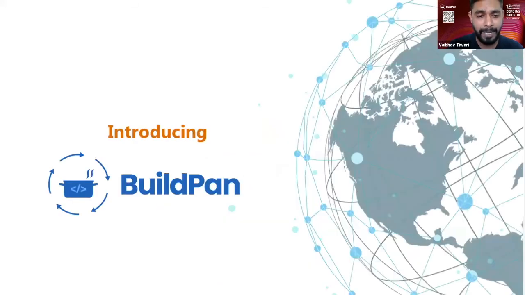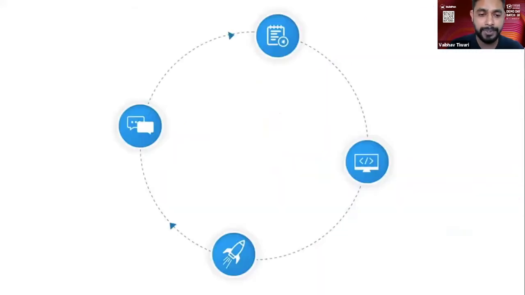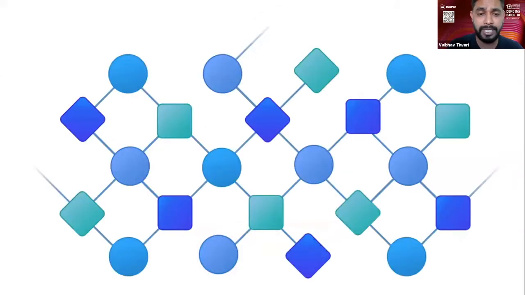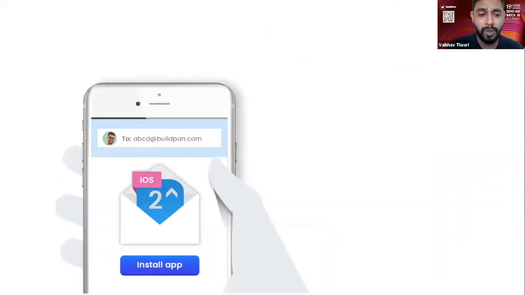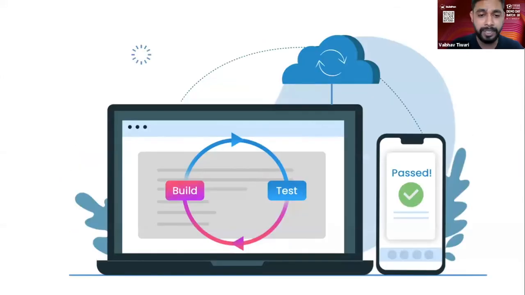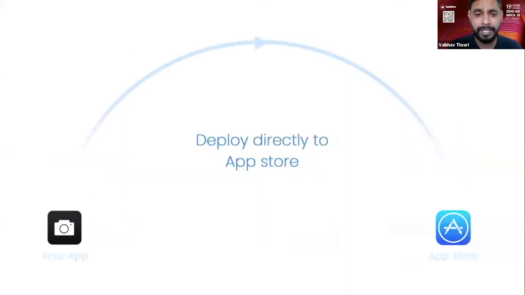Introducing BuildPan. BuildPan is an AI SaaS-based solution that automates the process of mobile app development by automating integration with various tools that the team is already using, helps in frictionless delivery to the quality analysis team or testing team, generating auto bug reports with exact line of source code and steps to reproduce, and deploy directly to the app stores.